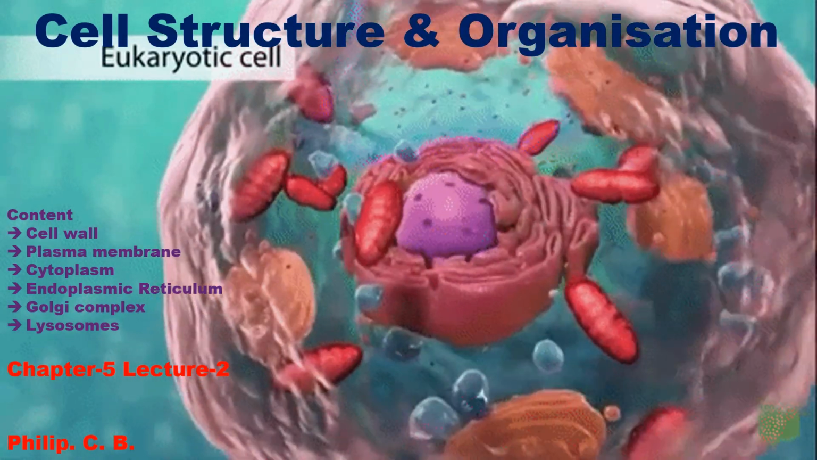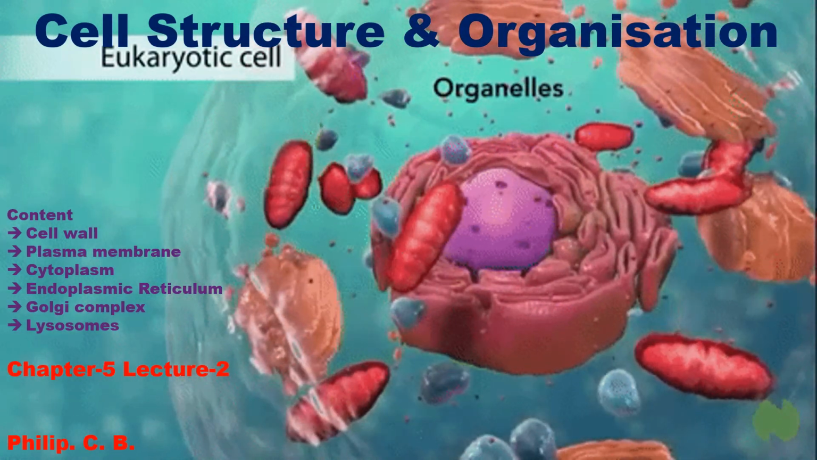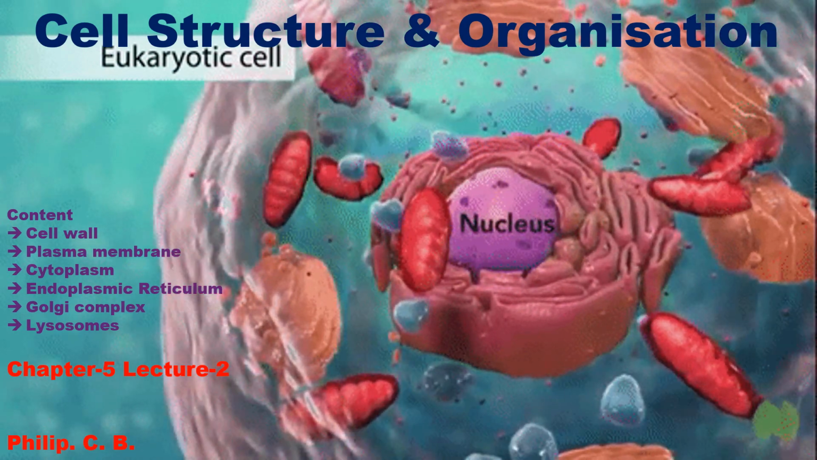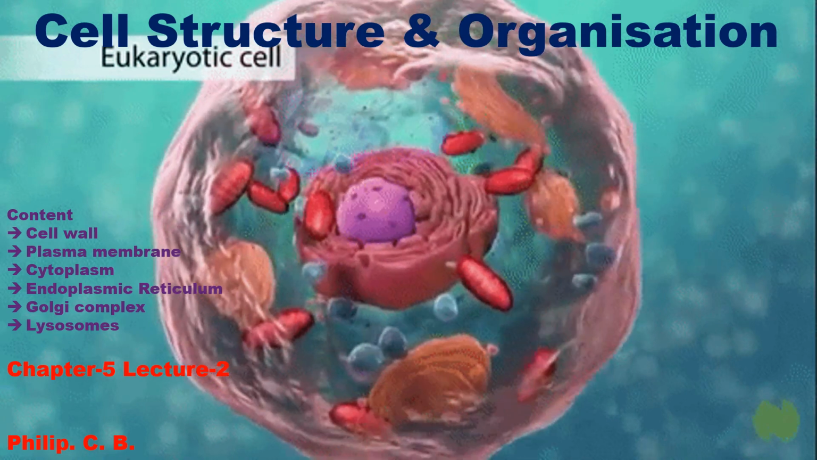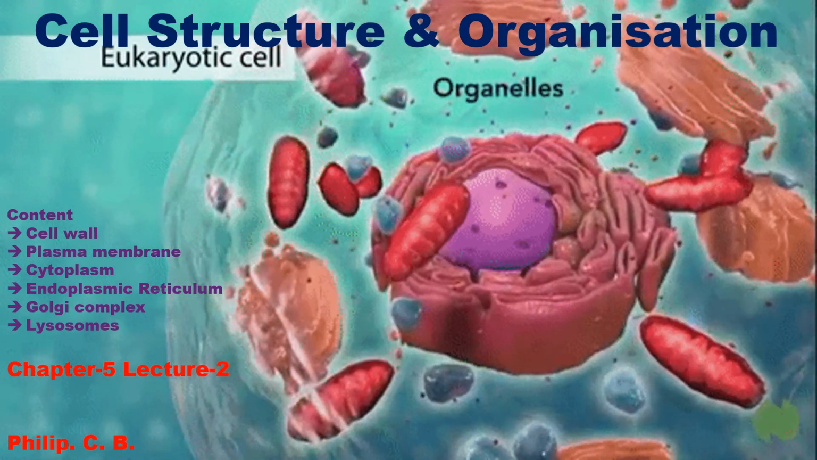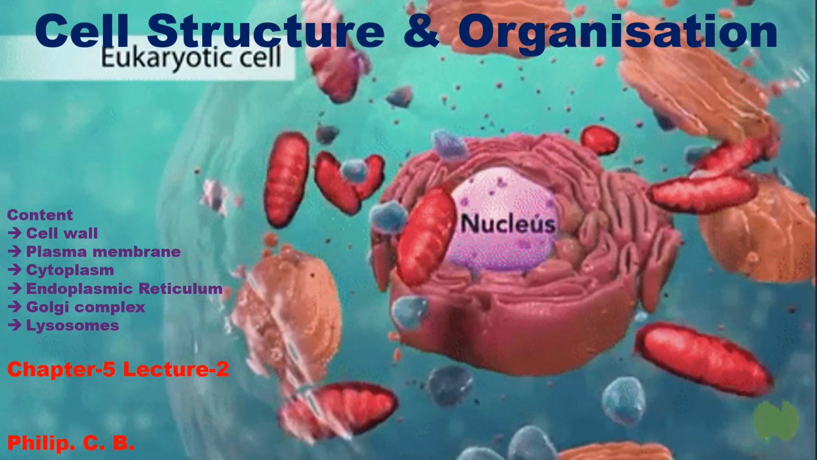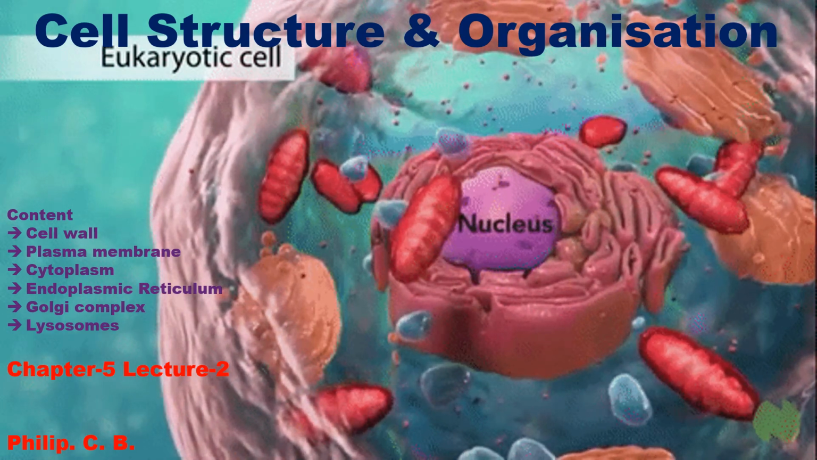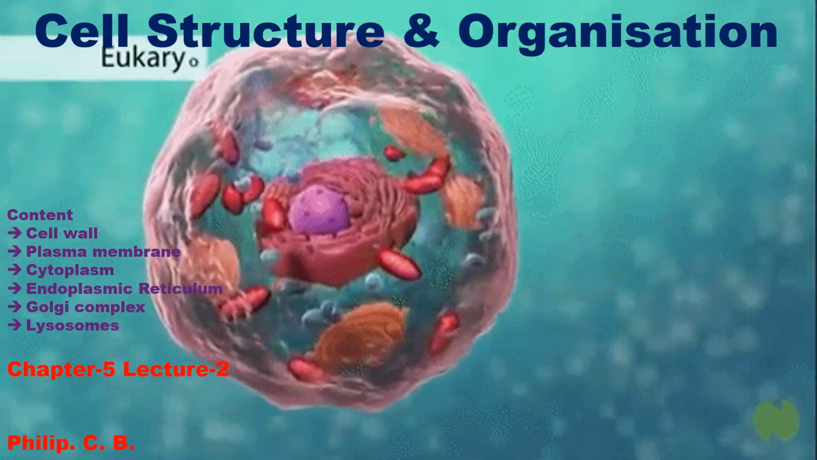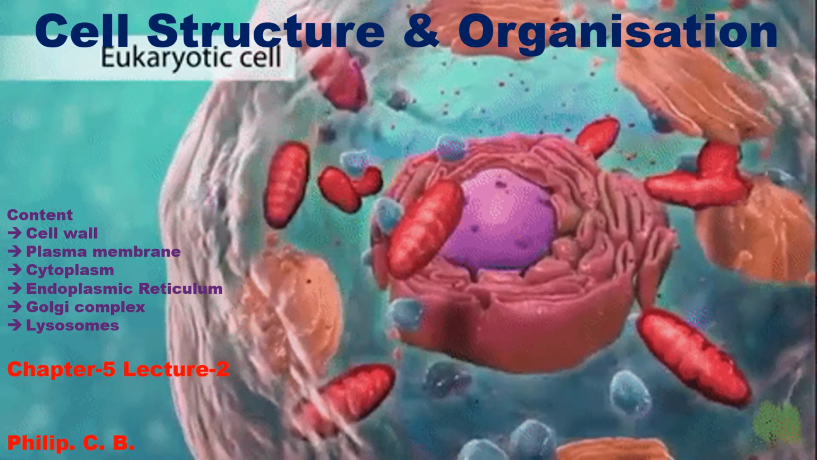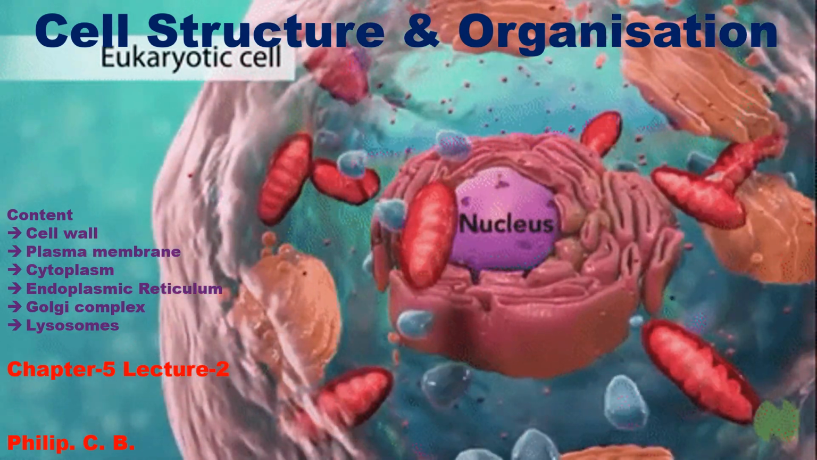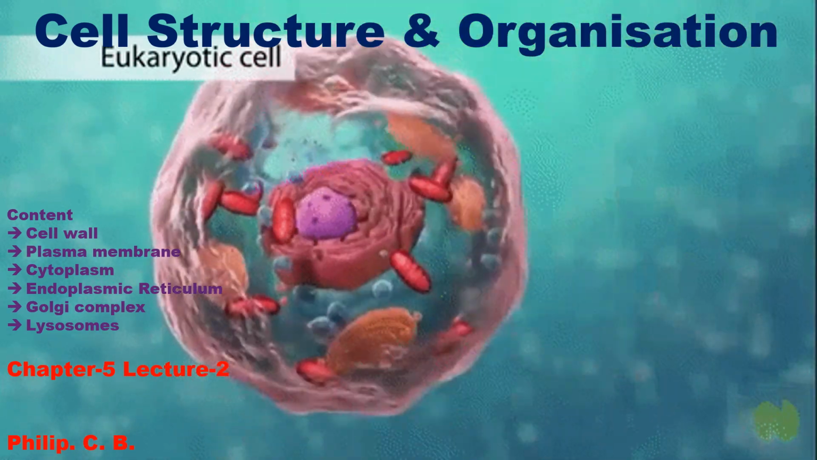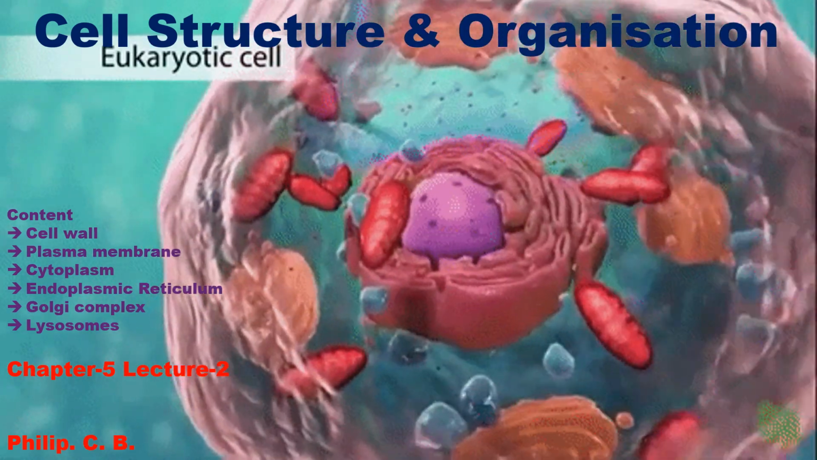Hello students. So today we are going to do the second part of cell structure and organization. In the first part we did the introduction of cell, the different microscopes used to observe cells, and the different kinds of cells, that is prokaryotic and eukaryotic. We learned the basics, and we learned in detail about the prokaryotic cell, also about totipotency. Now today we are going to learn about the eukaryotic cell.